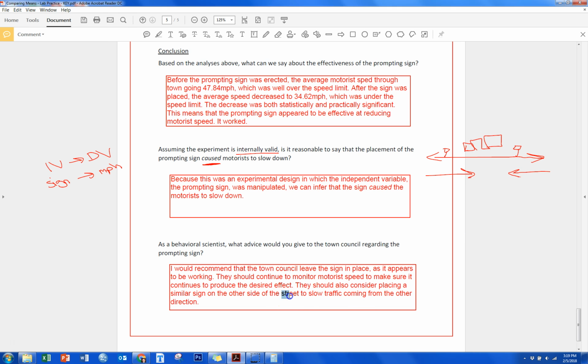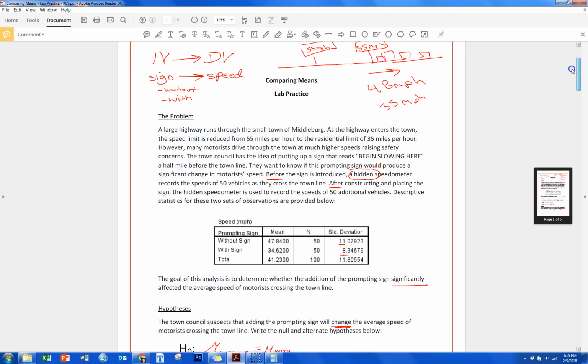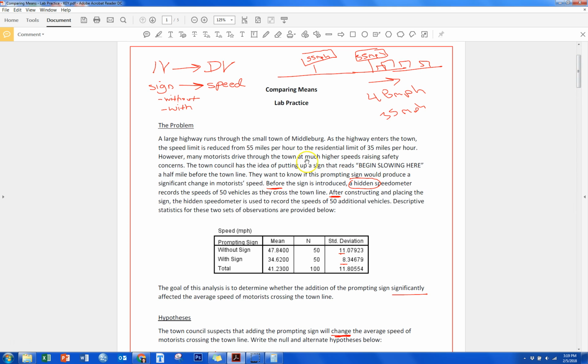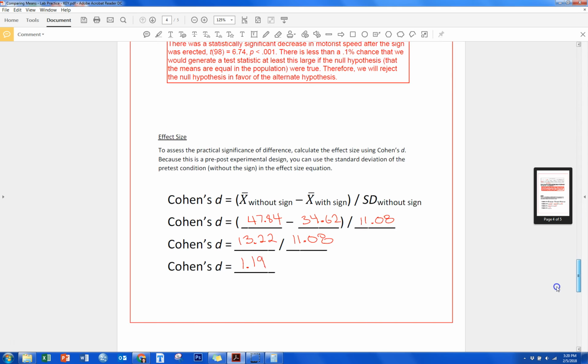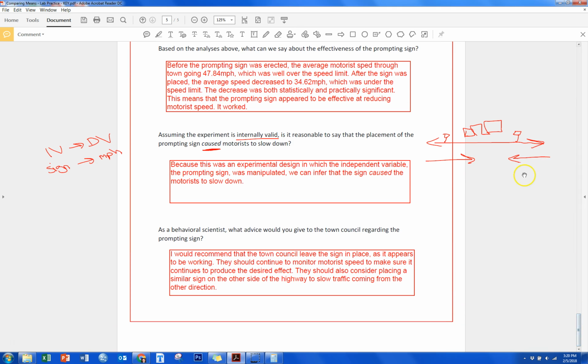Other side of it, so it's a highway, right? So I always like to look at it in terms of the original. Let's see here. Yes, as the highway enters the town, right? So the highway runs to the small town, right? So they have the sign working this way. Let's try a sign on that side. We can slow traffic coming from both directions. Hopefully, it'll be safer for the good people of Middleburg.